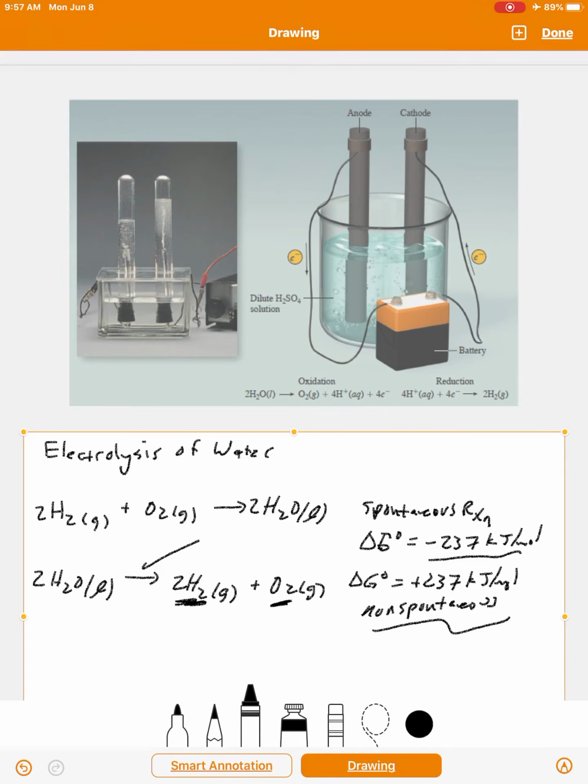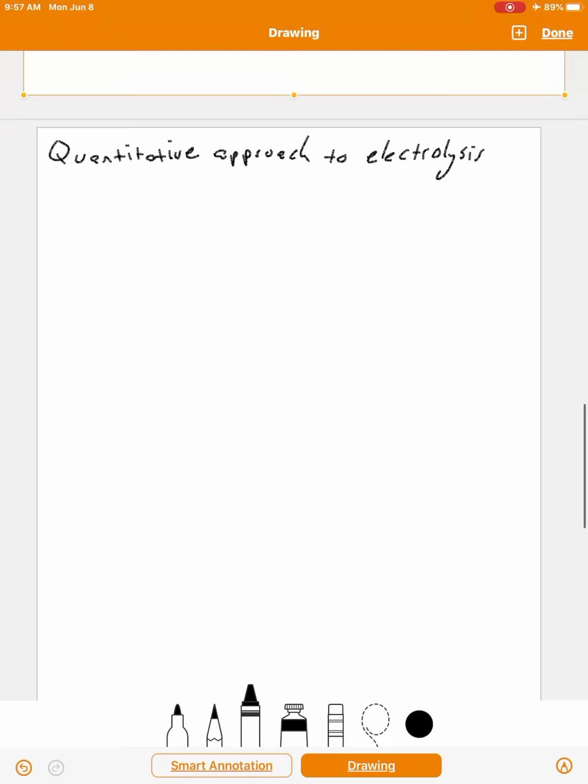So this is electrolysis. Now what I'd like to do is make it a little more quantitative here. There's a particular set of calculations that we do with electrolysis, and this is essentially based on amounts of materials. So the example I want to go through here is to talk a little bit about current.